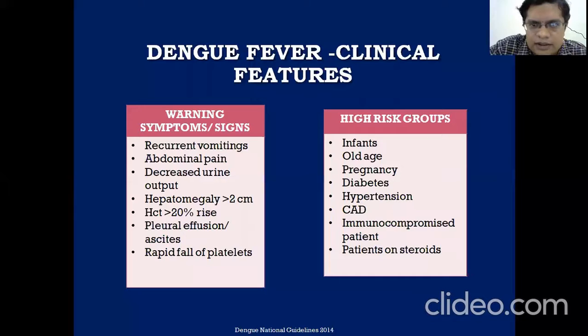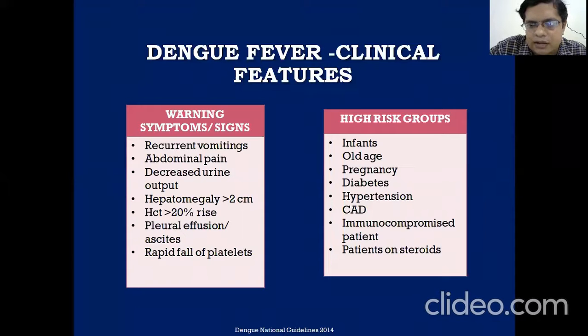So there are certain warning signs which indicate the patient is going into severe disease. The warning signs and symptoms include recurrent vomiting, abdominal pain, decreased urine output which indicates reduced perfusion, hepatomegaly of more than 2 centimeters, hematocrit rise of more than 20%, third space fluid accumulation like pleural effusion and ascites, or rapid fall of platelets. These indicate the patient is progressing into severe disease.